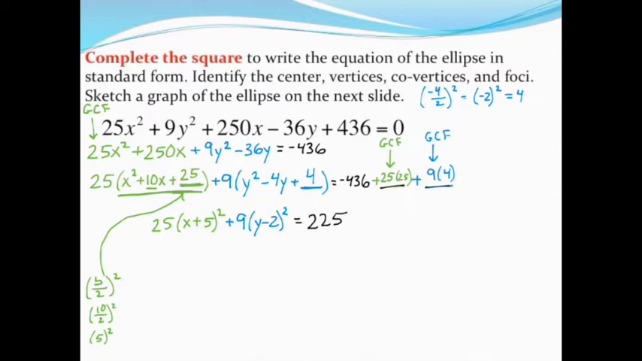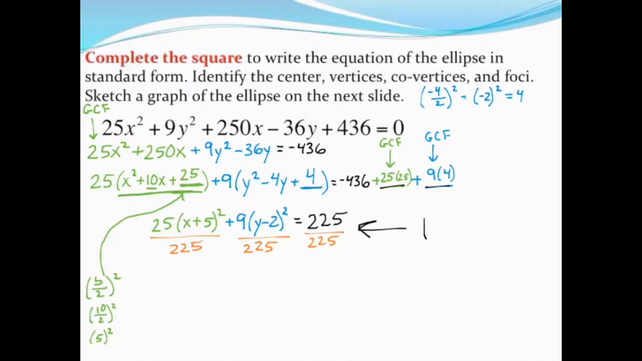Okay, our very last step then to get this in standard form, since we need that number to be a 1 in our standard form equation, is to just divide by whatever's there to make sure that that last number works out to be a 1. So let's go through and divide all our terms by 225.